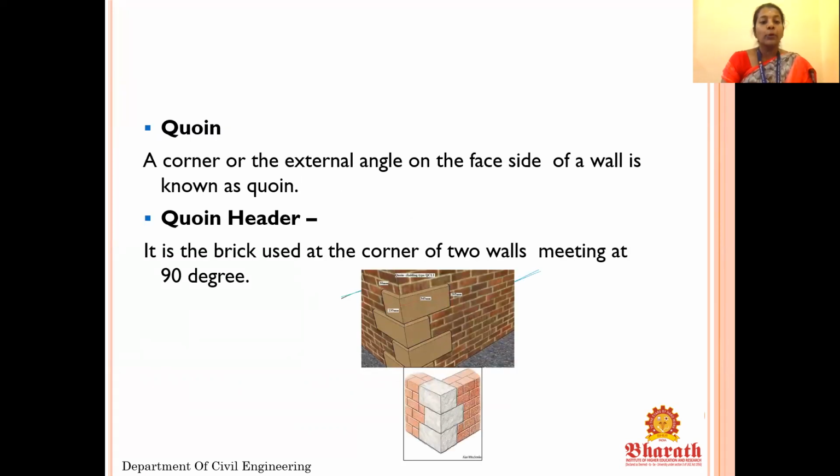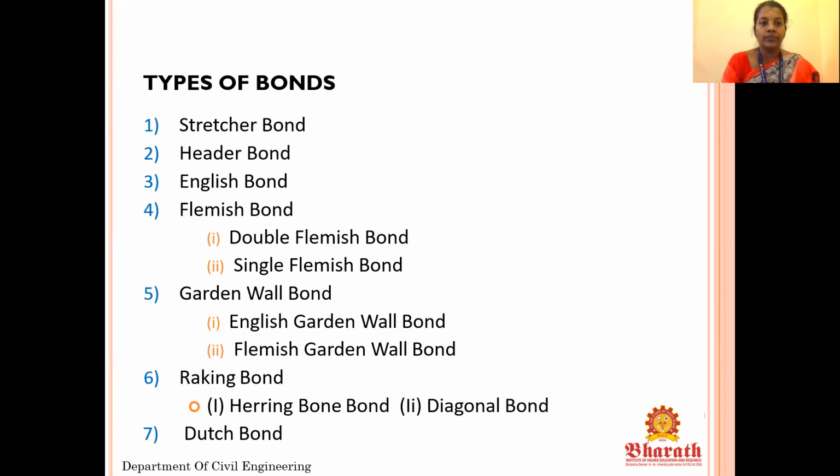Now quoin. Quoin is a corner or the external angle of the face side of a wall. A corner or the external angle of the face side of a wall is known as a quoin. Quoin header is the brick used at the corner of two walls meeting at 90 degrees. If two bricks meet at the corner of the wall at 90 degrees, then it is called a quoin header.